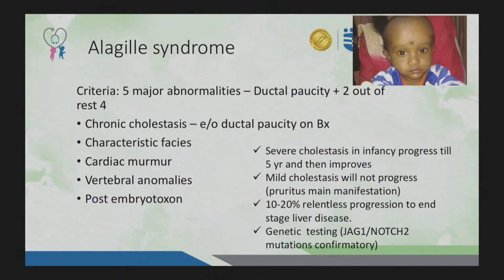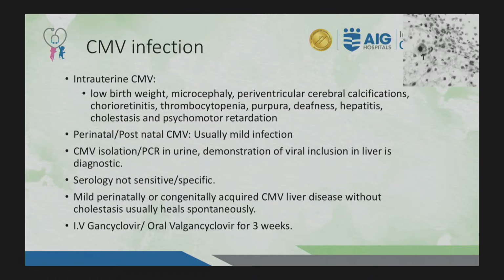Alagille syndrome has characteristic features of broad face, triangular, broad forehead with a small chin. Hypertelorism, it's called a triangular face, with hemivertebra and cardiac murmur. All these are classical features of Alagille syndrome. And severe cholestasis in infancy progresses till up to 5 years, then improves. Mild cholestasis in Alagille syndrome will not progress. Pruritus is the main manifestation. And genetic test, JAG1, NOTCH2 mutation will confirm this syndrome.